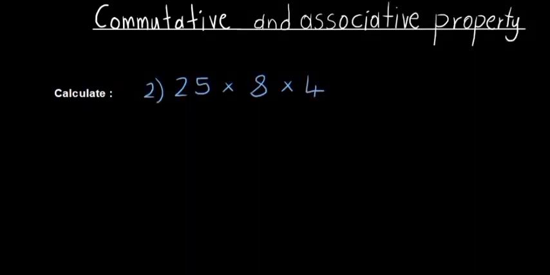The associative property of multiplication is simply an ordering property of multiplication. So in this question, we're going to use the associative property of multiplication to rearrange these numbers so that they are easier to multiply. So we're going to rearrange them in such a way that the 25 and the 4 are next to each other because they are easier to multiply.